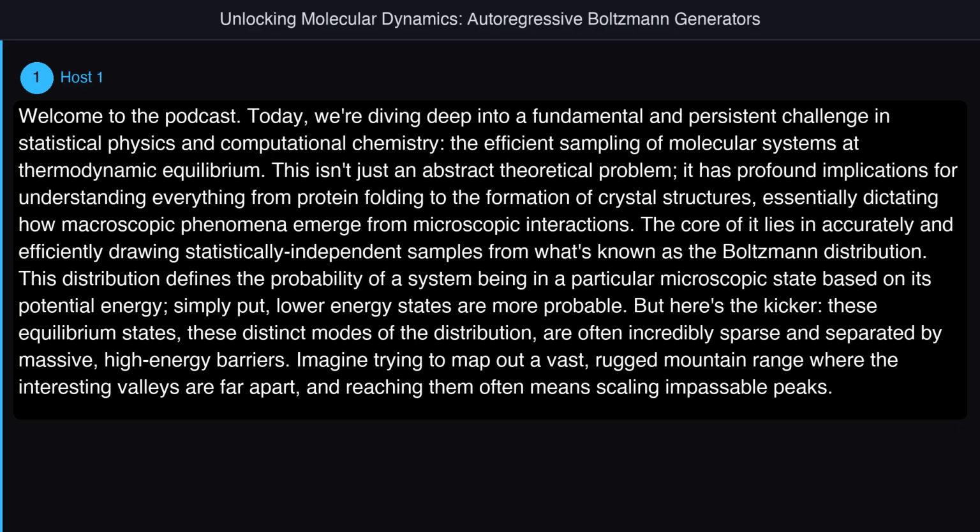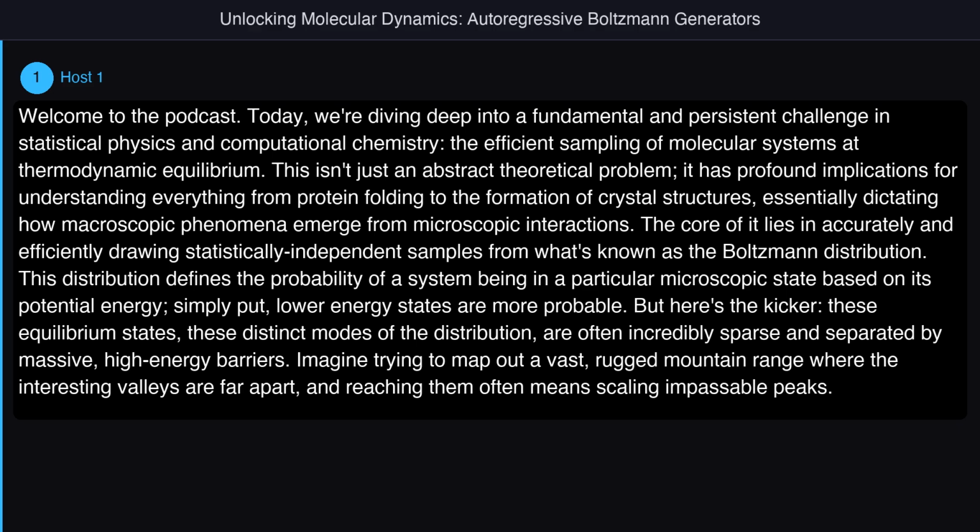The core of it lies in accurately and efficiently drawing statistically independent samples from what's known as the Boltzmann distribution. This distribution defines the probability of a system being in a particular microscopic state based on its potential energy. Simply put, lower energy states are more probable.